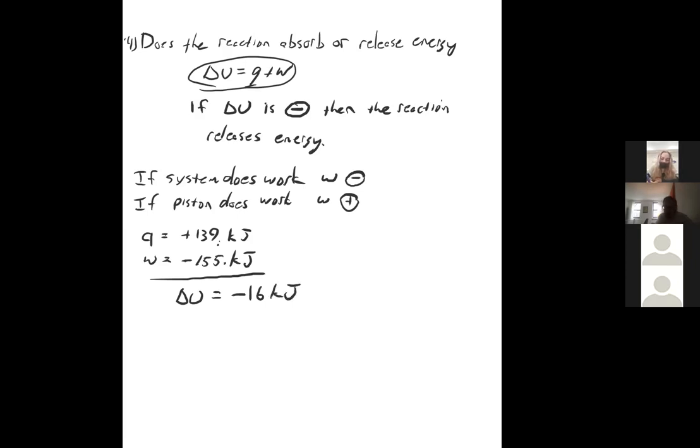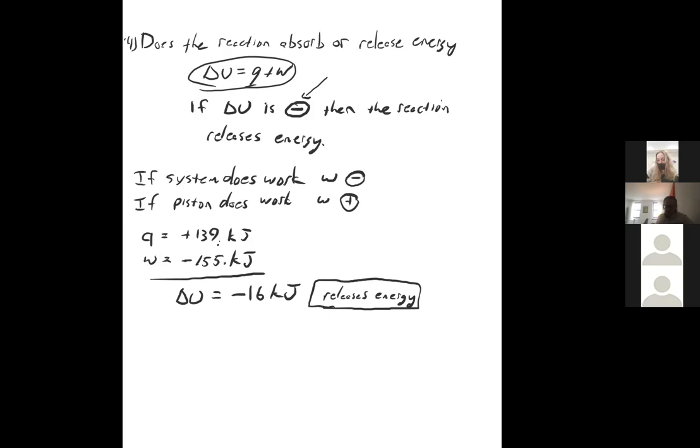Okay, and then we come back over here. What we do is we say the following. If delta U is negative, then the reaction releases energy. Okay, that would be our answer.